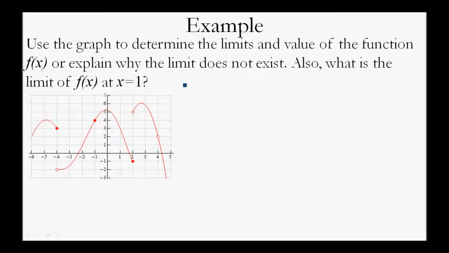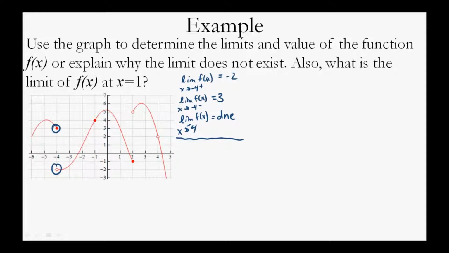We'll start at -4. So the limit of f of x as x approaches -4 from the right. This plus sign means from the right. We can tell that that is -2. Limit of f of x as x approaches -4 from the left equals 3. Thus, the limit of f of x as x approaches -4 equals DNE, or it does not exist, because the limit as x approaches -4 from the left is 3, but from the right is -2. So we know that it does not exist at -4.